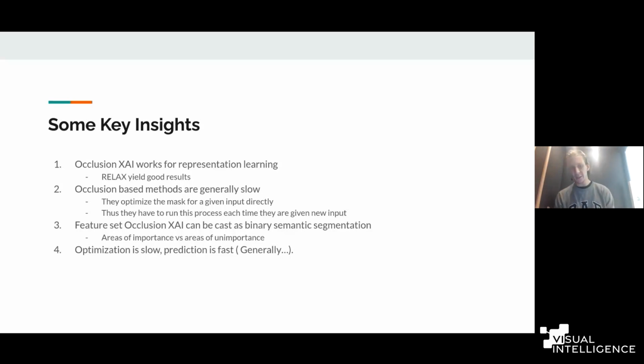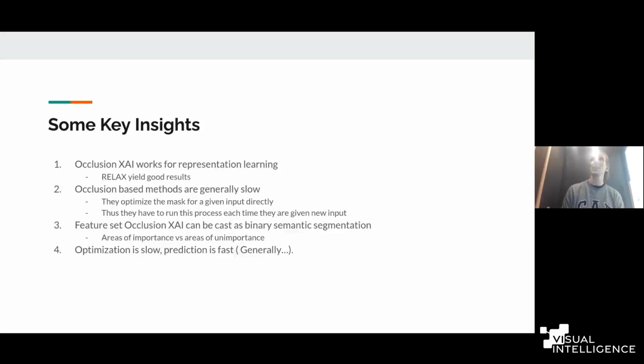So the last thing we realized was, one, that of course optimization is slow, but prediction is fast. So if we can somehow predict the mask instead of actually optimizing for every input, we should be able to, at least in the inference setting, do it fast. And the other thing, that was a little bit more interesting, was that we realized that feature set occlusion methods basically can be cast as binary semantic segmentation.